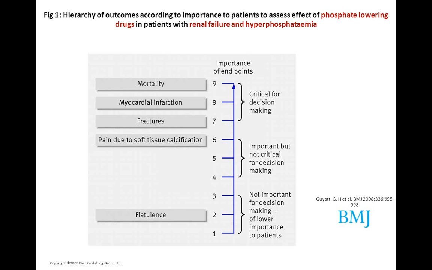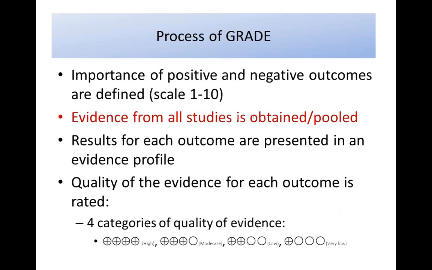Really what's important is whether they're critical or important, and 7, 8, 9 become critical and 4, 5, 6 are important. And if they rank them 1, 2 or 3, then they basically fall out of the whole analysis. So in this case you can see mortality and MI and fractures and pain have come into the critical or important ranking, and this guideline panel had decided that flatulence for them is not going to come into their decision making about whether to recommend for or against these drugs.